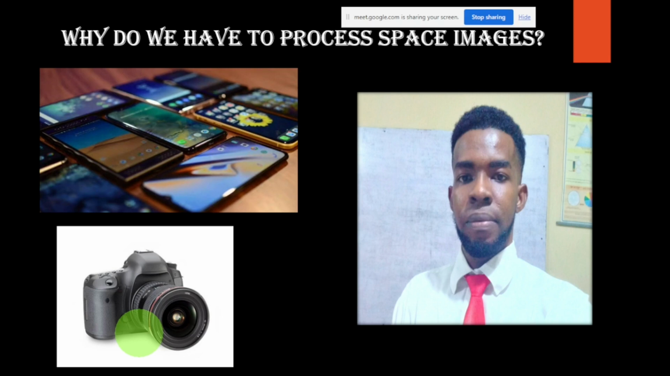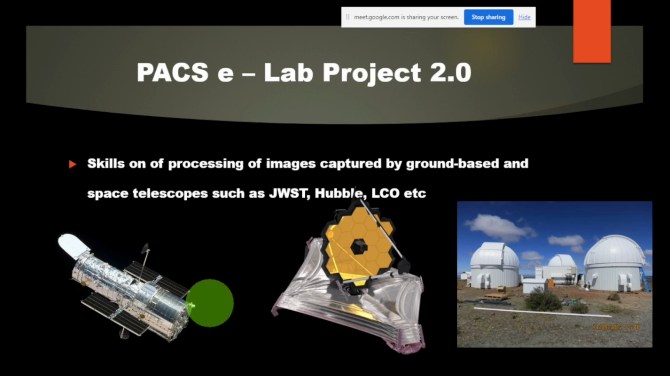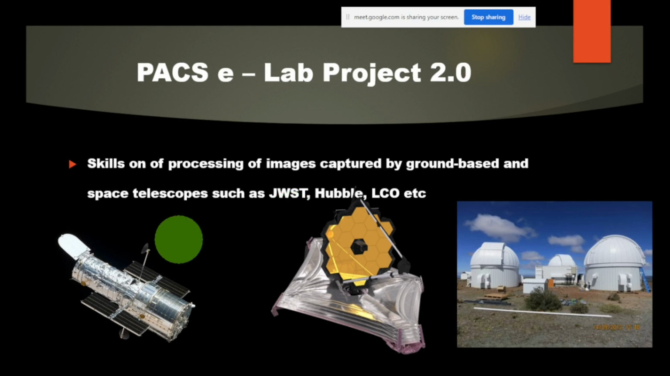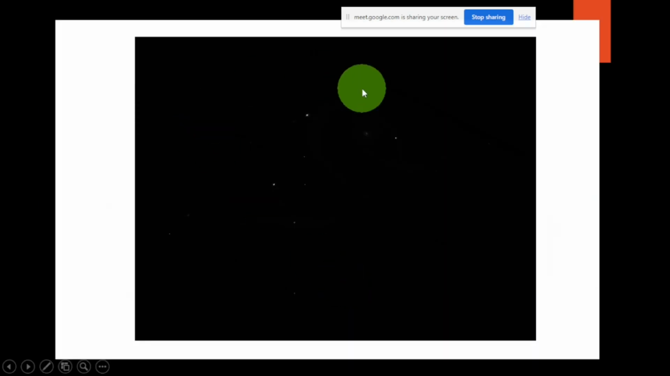But the cameras we use for space, these cameras, we call them telescopes, okay? They don't work in the same way like this. They work differently. So when you use these technologies to take space images, this is what you're going to get. You're going to get black and white. Sometimes you can get black throughout. But the details, the pixels, are buried inside this black image.